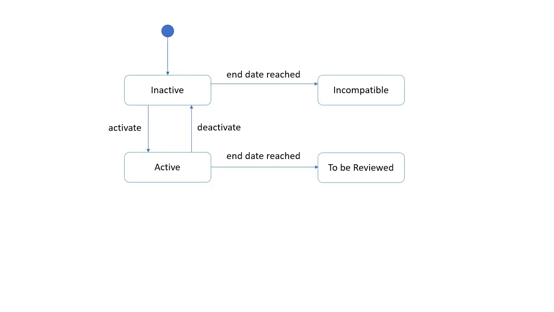The incompatible state indicates the ineligibility of moving to the active state, as there is no operating period for the user to enact on the trip. The user can simply fix this issue by resetting the dates. There are two possible state transitions for the to-be-reviewed state. In a rare case, the user can deactivate the trip and continue the life cycle through the incompatible state. Or, the user can post a review and end the cycle.